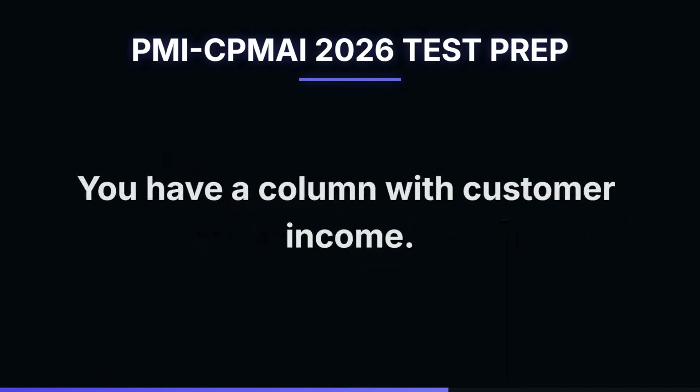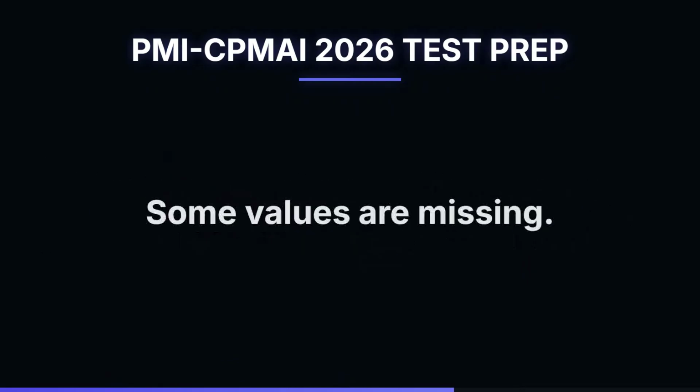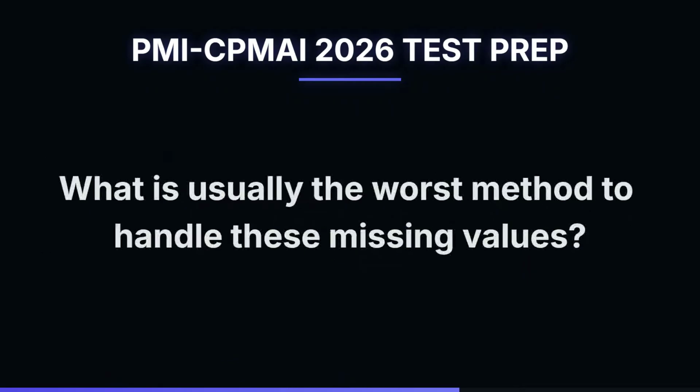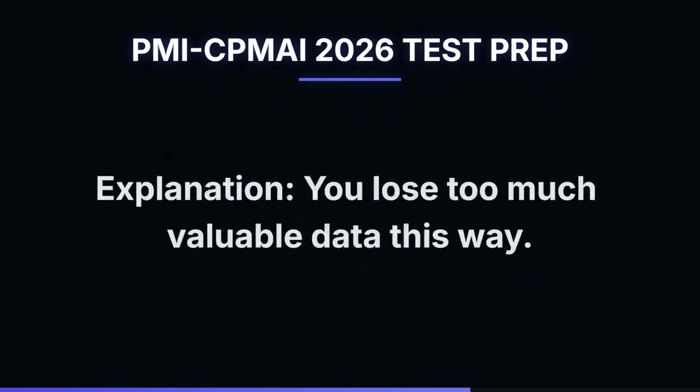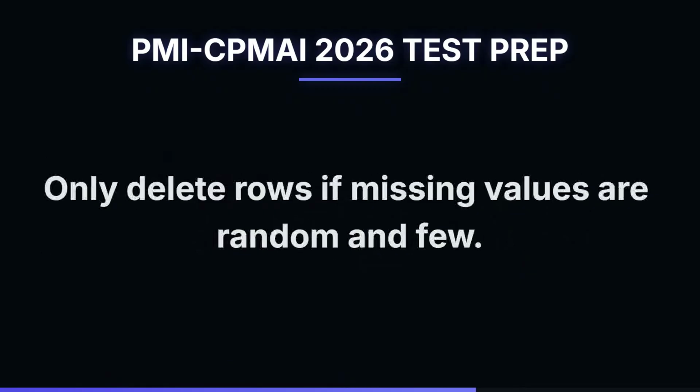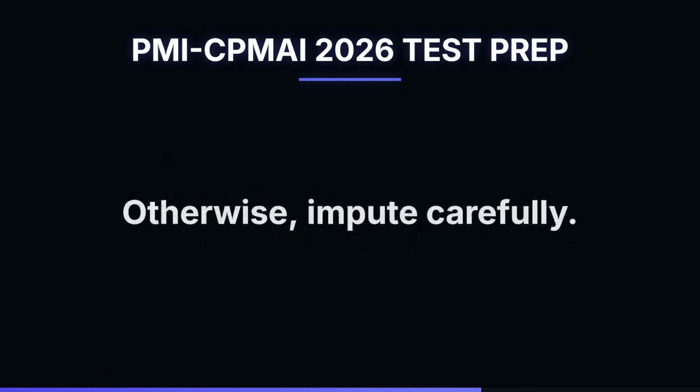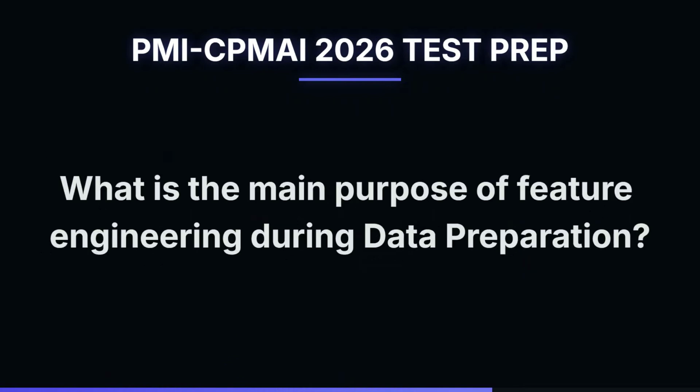2. You have a column with customer income. Some values are missing. What is usually the worst method to handle these missing values? Deleting every row with a missing income value. You lose too much valuable data this way. Only delete rows if missing values are random and few. Otherwise, impute carefully.